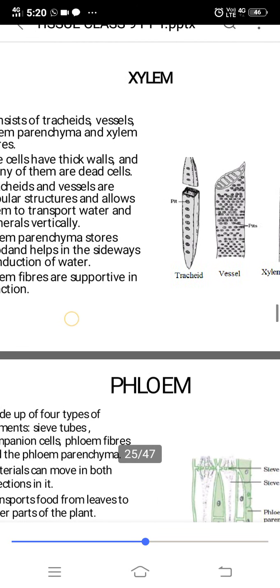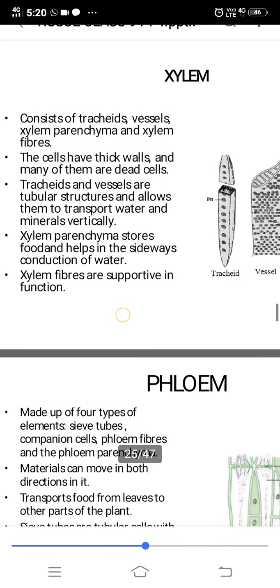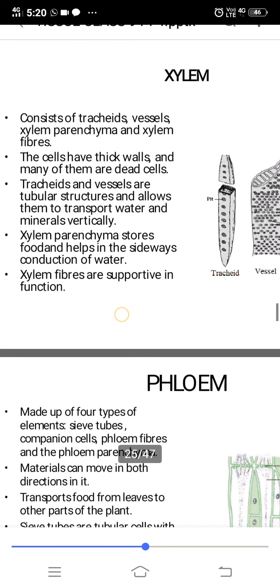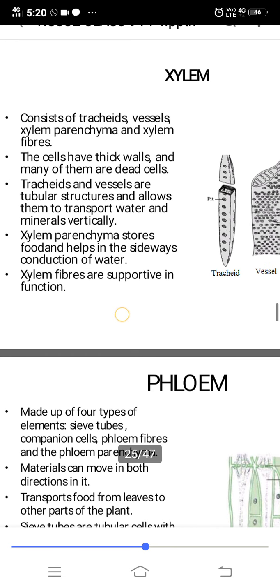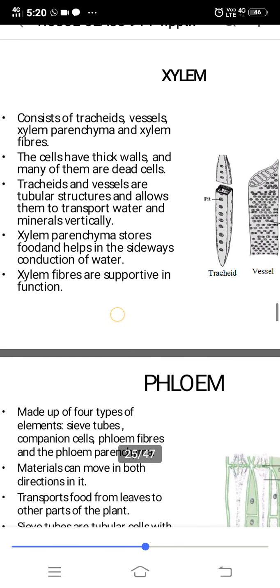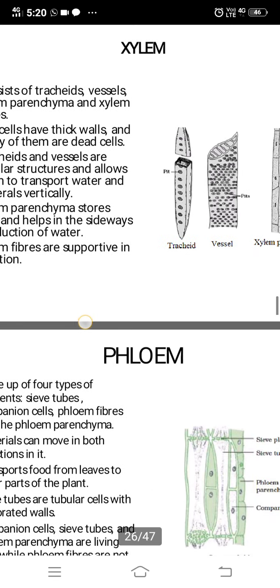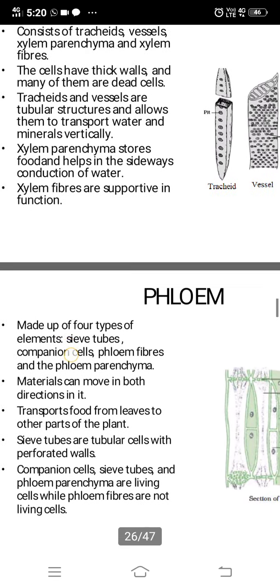Xylem parenchyma stores food. Parenchyma you have studied, in parenchyma you have studied it stores food. So xylem parenchyma also stores food and helps in sideways conduction of water. Xylem fibers are supportive in function.